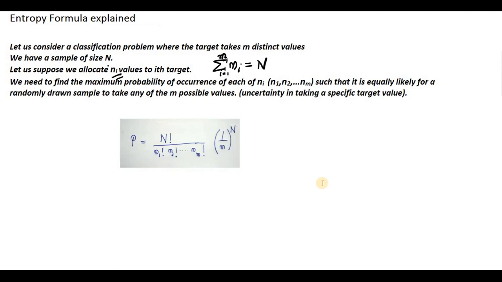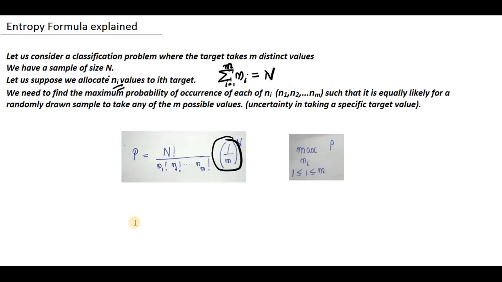This means that we need to calculate the value of capital P shown over here. Here n is the number of samples, n1, n2, nm are all unknowns, and since we considered the fact that a sample is equally likely to take any of the m possible cases, we have considered the probability to be 1 by m over here. So this is ideally a multinomial distribution, and we will be trying to find the maximum value of P with respect to the unknown values ni's.